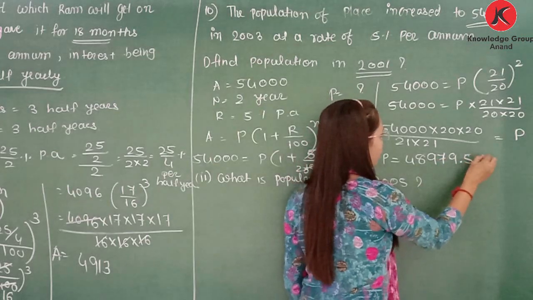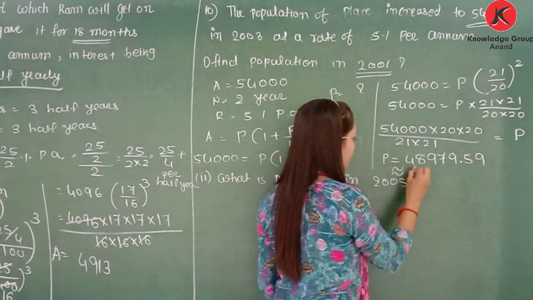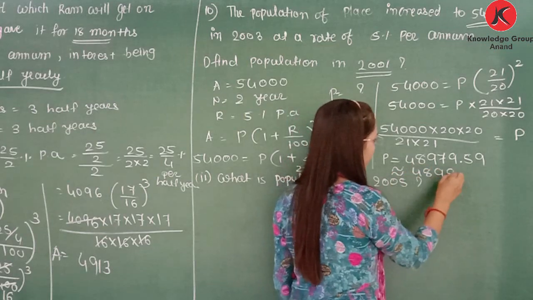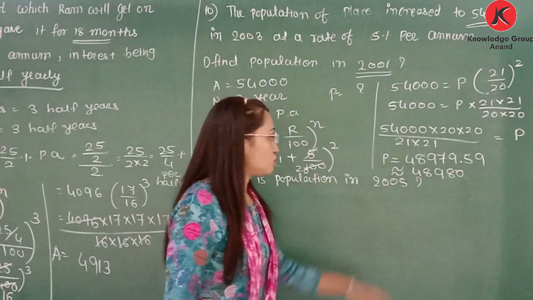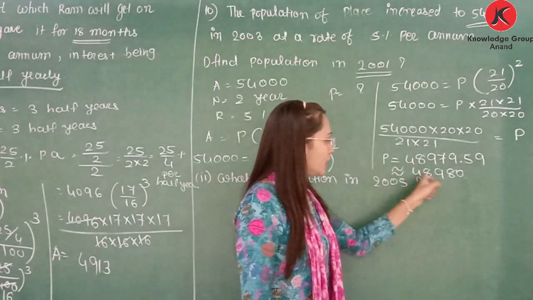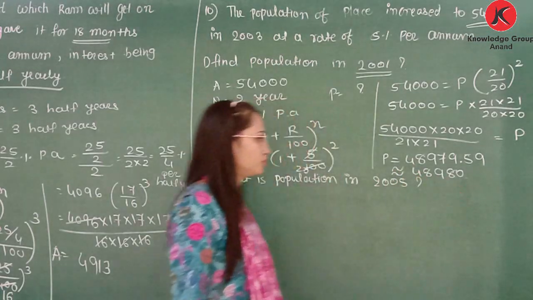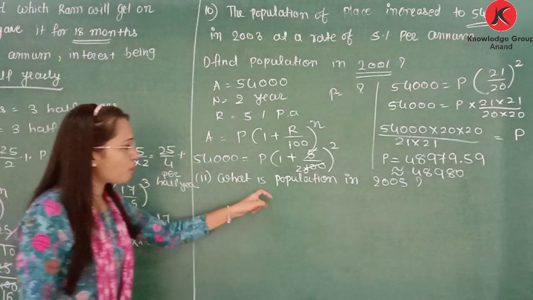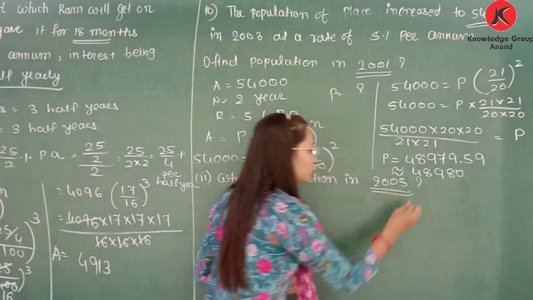4897.59. This is approximately 48980. Okay, so this way you can find the value before increase. So that is 48,908. Now next one. What is the population in 2005?